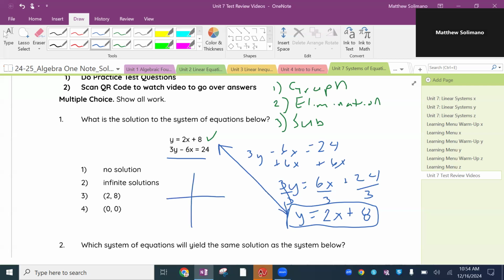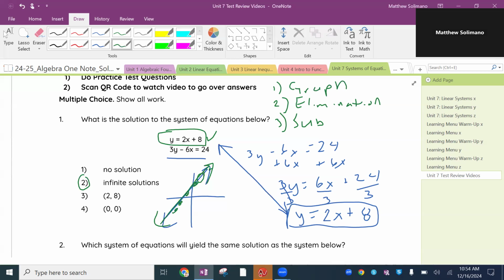If I graph these, it's going to be 2x plus 8. So it's going to look like this for the blue line. And then the green line is also 2x plus 8. So they're going to be right on top of each other. And that means we have all these points as solutions. There's infinite solutions because it goes on forever. So that's how you could do it solving for y equals mx plus b.